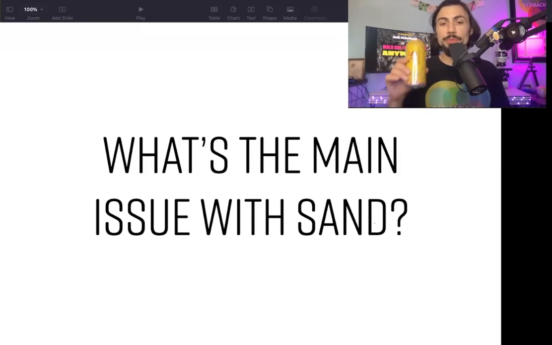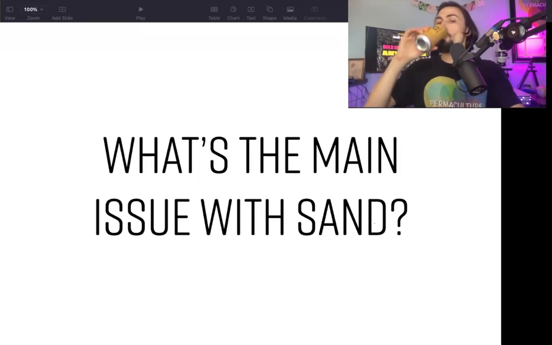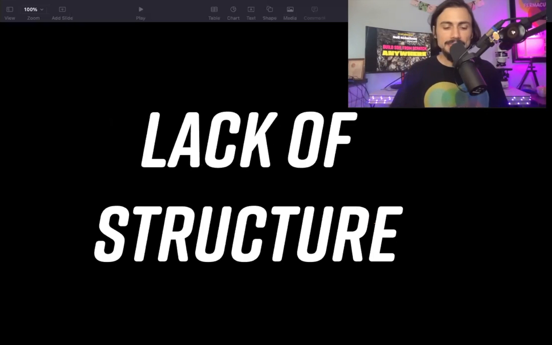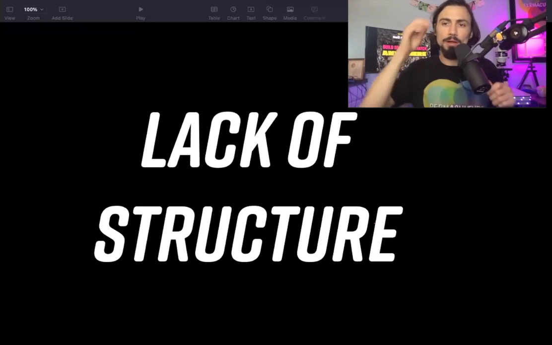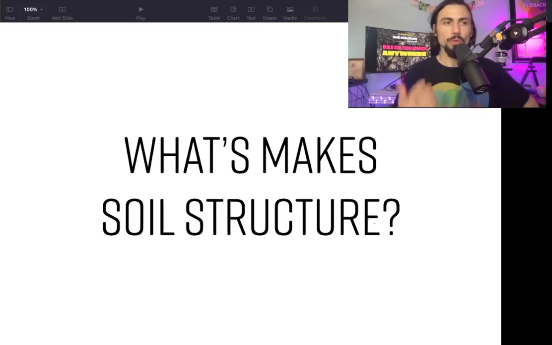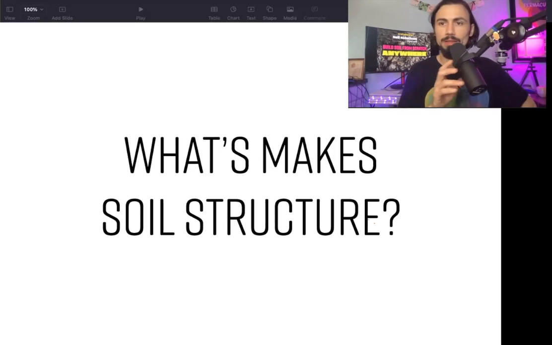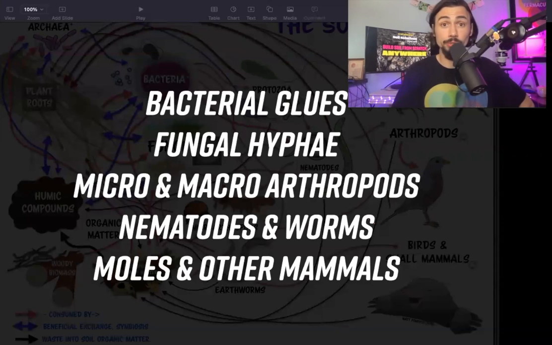So the main issue with sand is that lack of structure. It's those basketballs, right? All that space. So let's go back to fundamentals again. It's first principles. That's what I love to do with all this stuff. What makes the soil structure? Well, it's these bacterial glues that are tied together by the fungal hyphae.